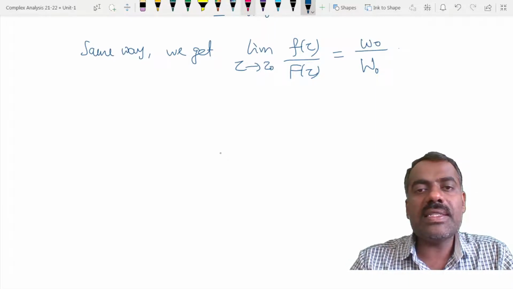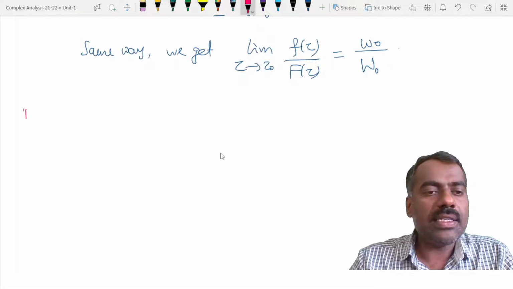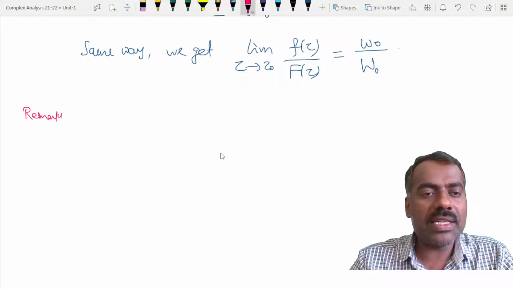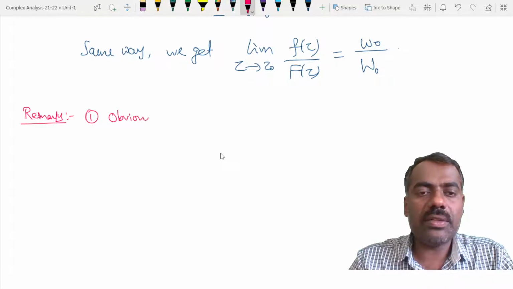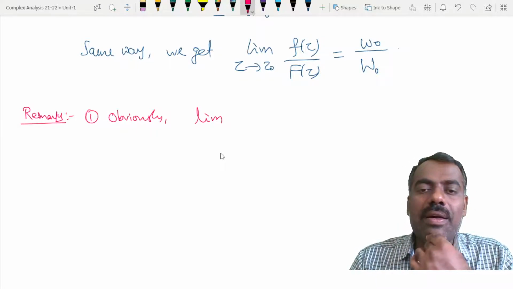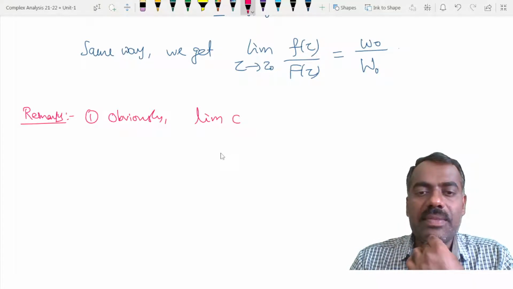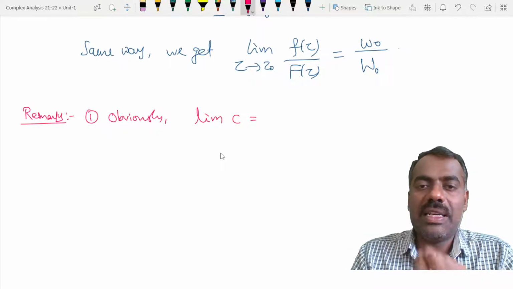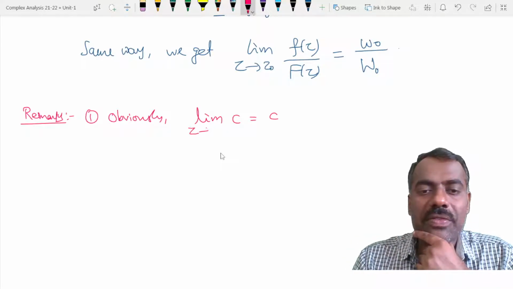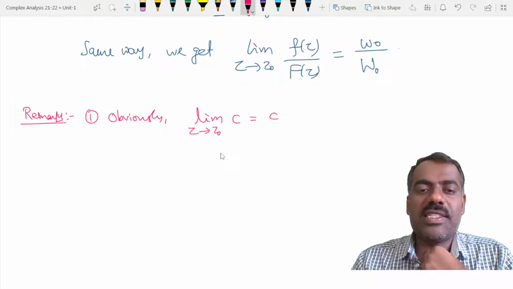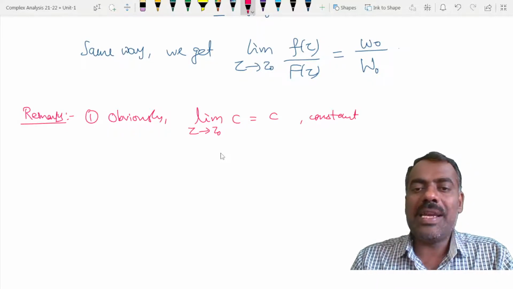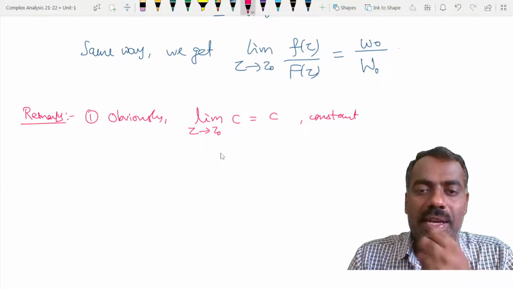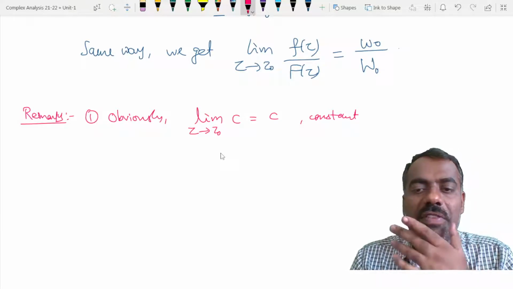So if you conclude all these things, what you will get here is, we can write some remarks. Obviously, first one, by definition itself you can find the limit of any constant complex number c is the same as c, no matter what, as z tends to z naught. Constant c is constant. Why? Because c minus c is 0, we know it is less than epsilon. Are you following? So any delta will work.